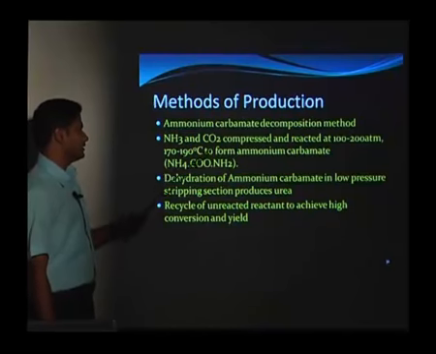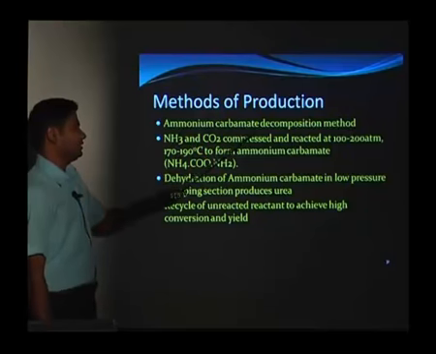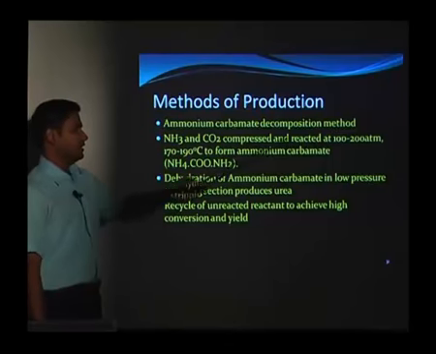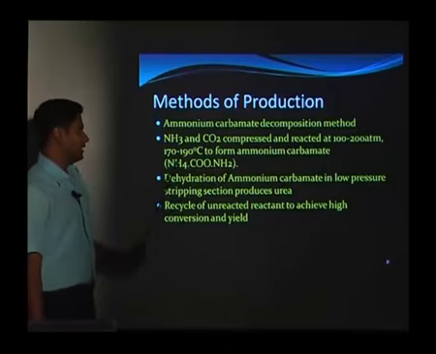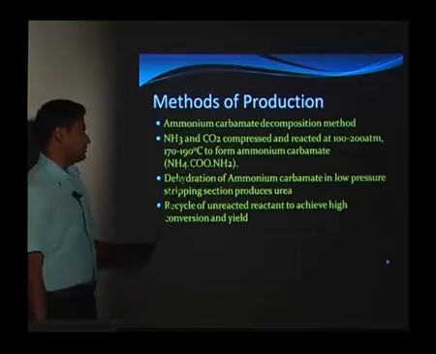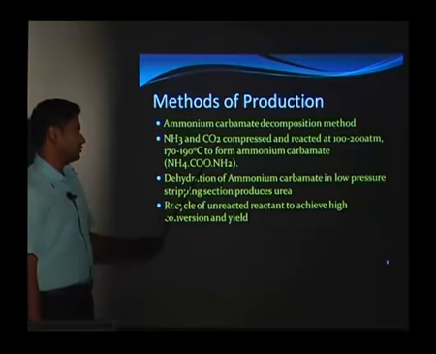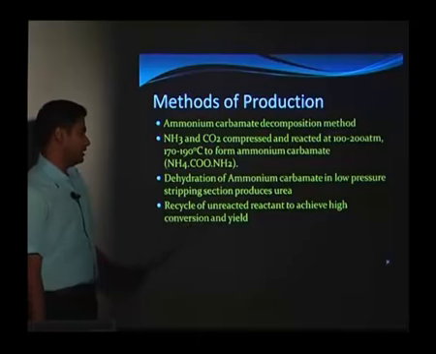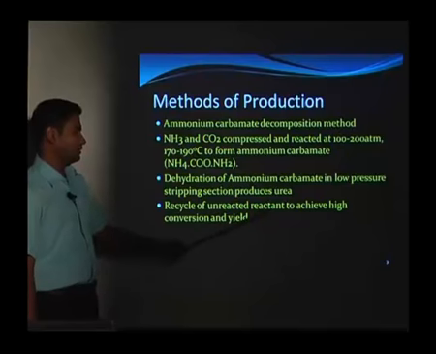Then what are the different methods of production? We have the ammonium carbamate decomposition method. Ammonia and carbon dioxide are compressed and reacted at 100 to 200 atmospheres pressure and at around 170 to 190 degrees Celsius to form ammonium carbamate. Here you can see the structure of ammonium carbamate, NH4, CO and NH2. After dehydration, meaning H2O is evolved, we get the urea. So dehydration of ammonium carbamate in the low pressure stripping section produces urea, and unreacted reactant is recycled to achieve high conversion and yield.